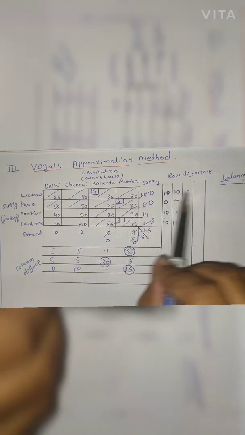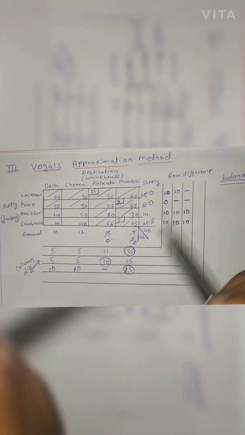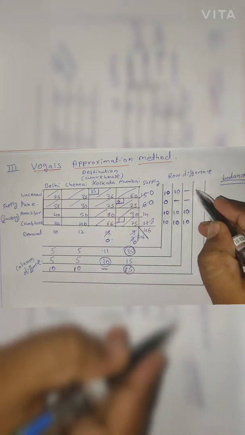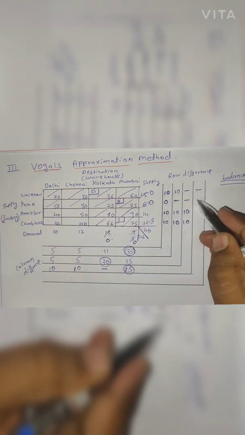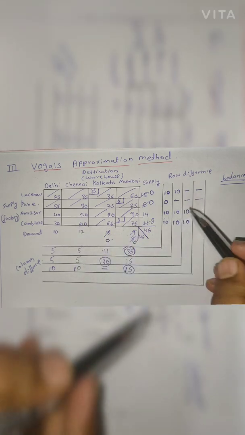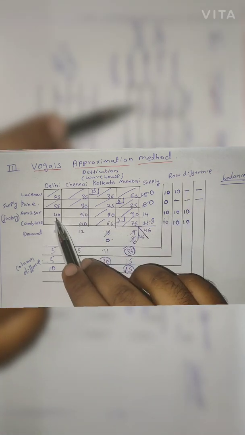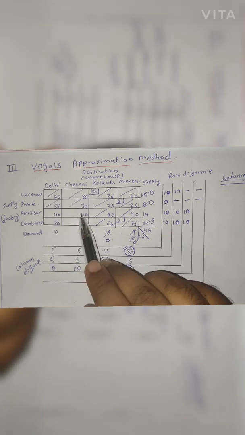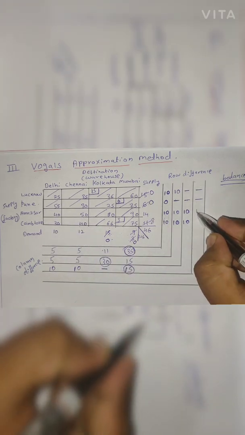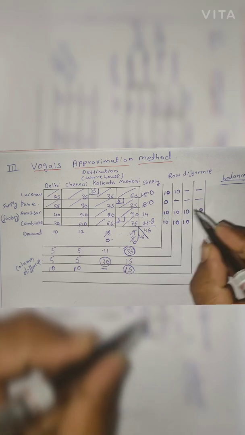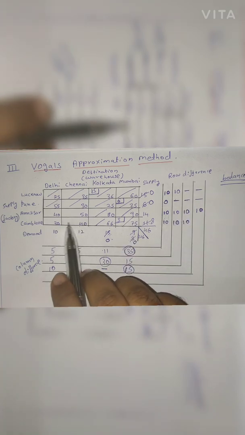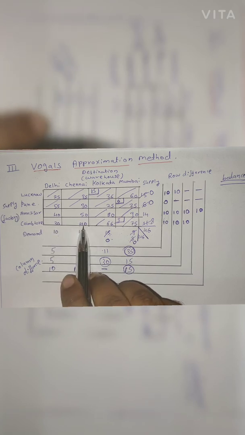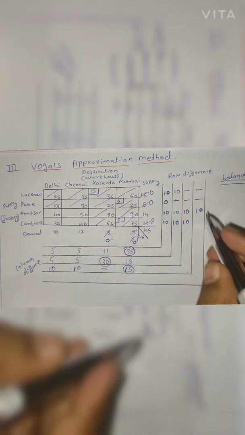Now again we'll do the same process of row difference and column difference. The first whole row is eliminated, so we'll put a dash. The second whole row is eliminated, we'll put a dash. Third row, it is 40 and 50. 40 is the lowest, 50 is the second lowest, so 50 minus 40, it is 10. In the last row there are two values, the lowest one is 30, the second lowest is 40, so 40 minus 30, it is 10.